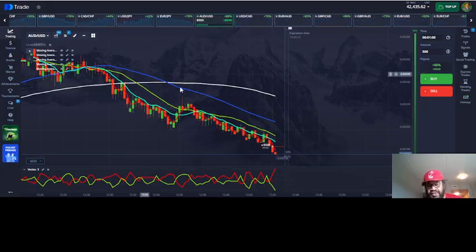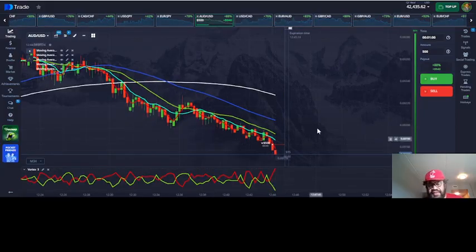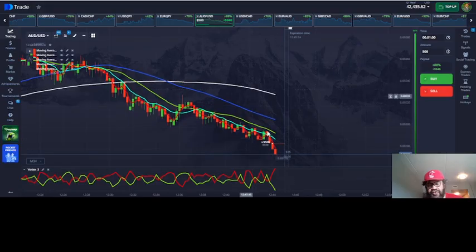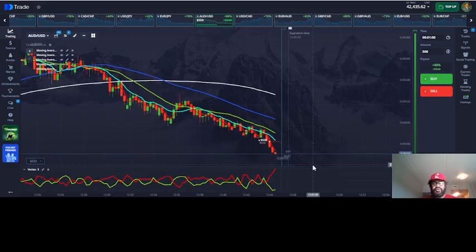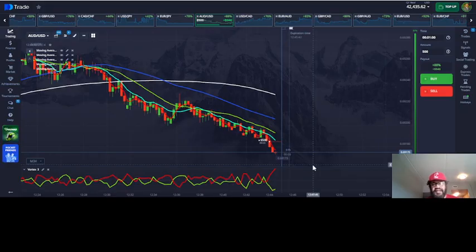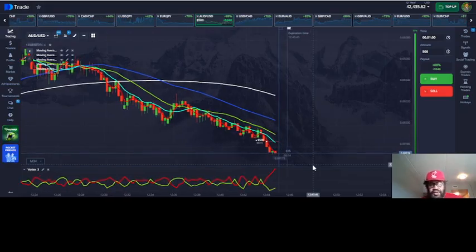We have a slope here of all the SMAs sloping downwards, indicating a strong bearish trend. So these confluences suggest a continued bearish push to the downside in the price of the Aussie dollar, US dollar. So let's monitor this trade and wait for the expiration. This is the kind of setup, the optimal setup, that you're looking for.